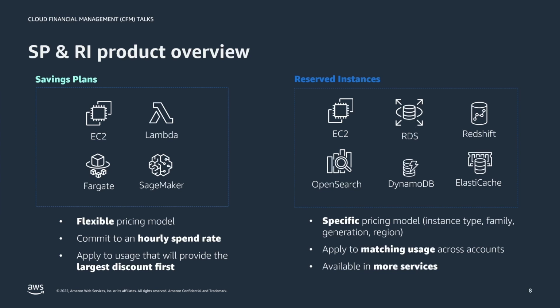As I mentioned before, it is a specific pricing model. So you purchase based on instance type, family, generation, and region. It will apply to matching usage across accounts. So again, as long as you have the sharing benefit turned on within your organization, once it is exhausted in the account that it lives in, it will look for any other matching usage within the account family. And you do have that benefit of a little bit more service mix there, depending on your workload and what you're using.